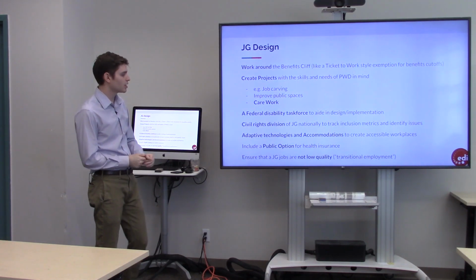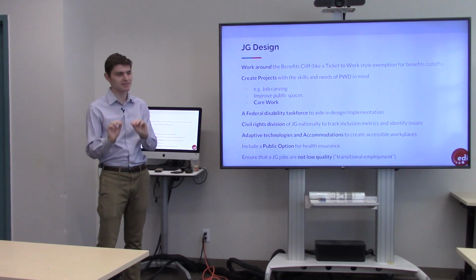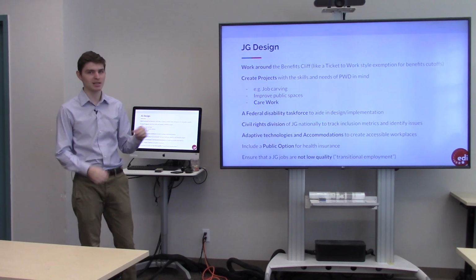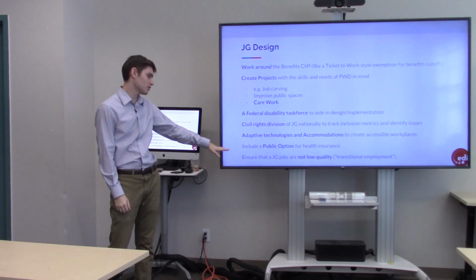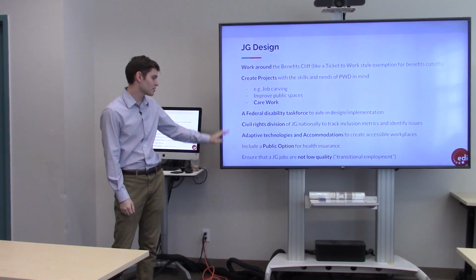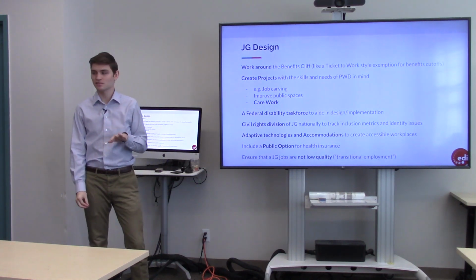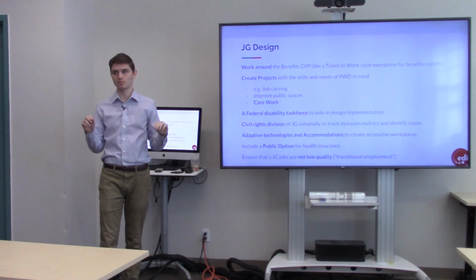I think another important part is the adaptive technologies and accommodations. Setting that standard again, but making sure that you have those needs in mind when you're administering, and those technologies would be available to people. I talked about the public option for health insurance, which goes along the benefits cliff. And then, you'll talk about this a little bit more, but some proposals for the job guarantee focus on it as a transitional employment option.